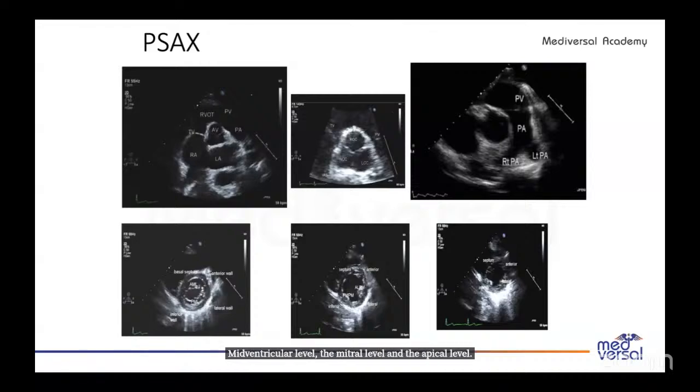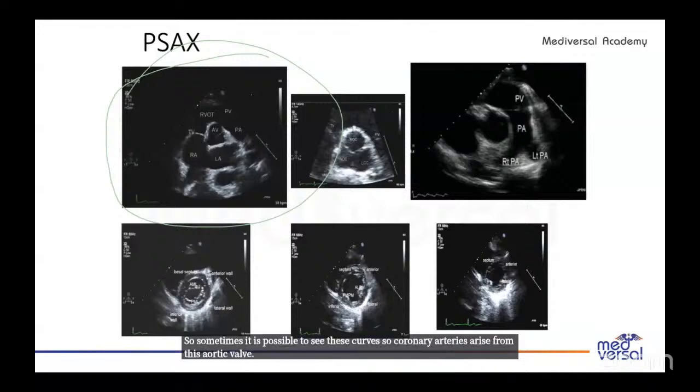On the upper photographs, you will see the RV inflow view is also there, right? And in the middle photograph on the upper side, you will see the aorta with the right coronary cusp, the left coronary cusp, and the non-coronary cusp. You can see the trileaflet aortic valve, and you can see these cusps also there. So sometimes it is possible to see these cusps. The coronary arteries arise from this aortic valve. Next slide, please.